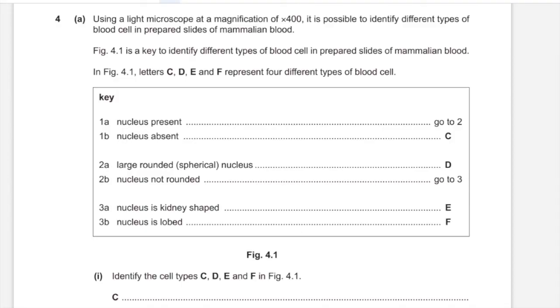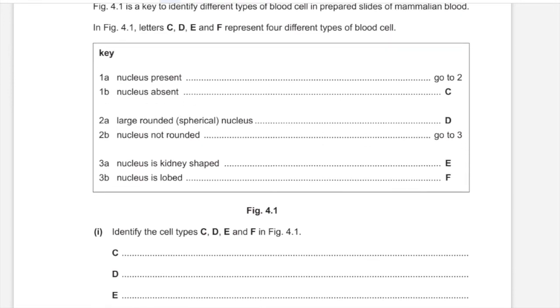For A, using a light microscope at a magnification of 400 times, it is possible to identify different types of blood cells in prepared slides of mammalian blood. Figure 4.1 is a key to identify different types of blood cells in prepared slides of mammalian blood. In Figure 4.1, letters C, D, E, and F represent four different types of blood cells. One identifies cell types C, D, E, and F in Figure 4.1.